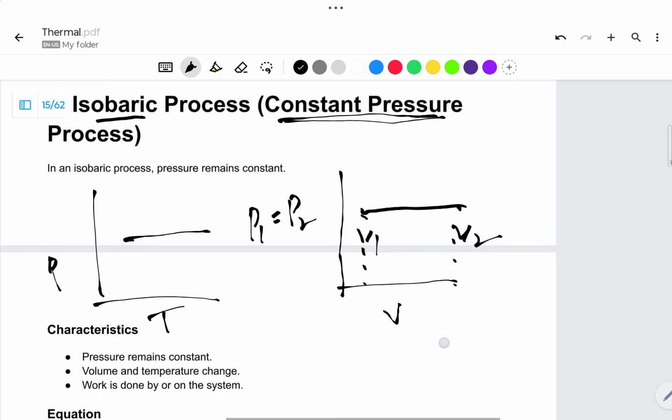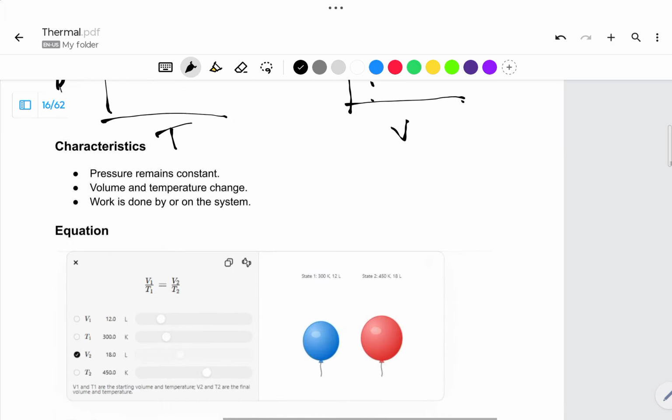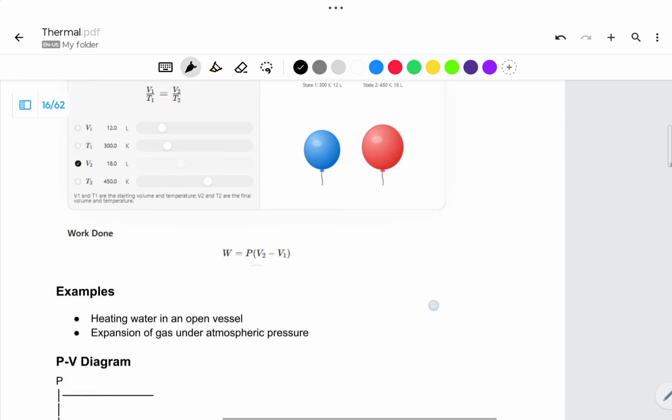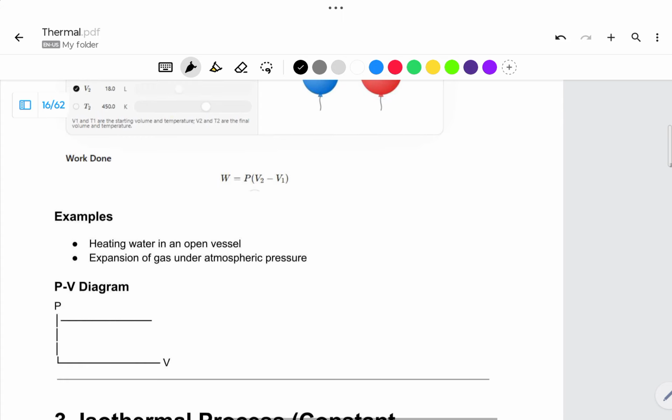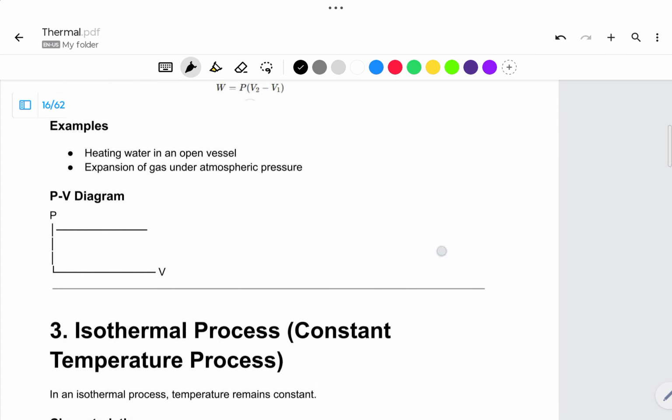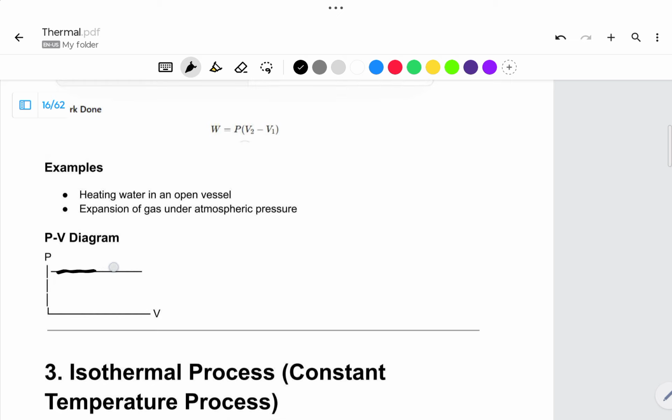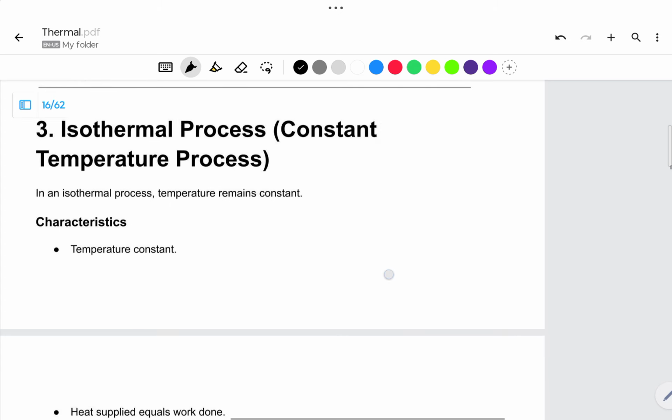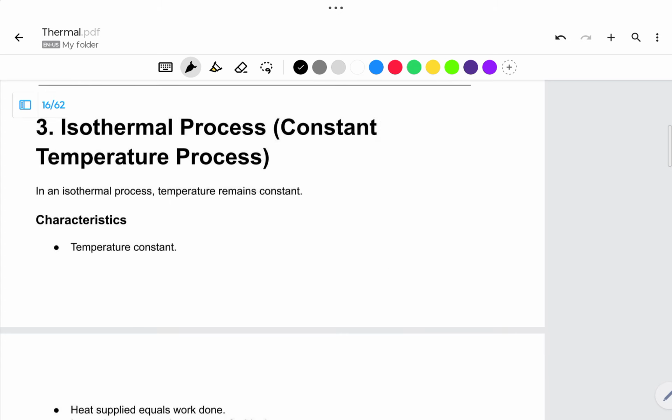Here the same graph has been drawn. Then next comes the isothermal process. In the isothermal process, the temperature remains constant.